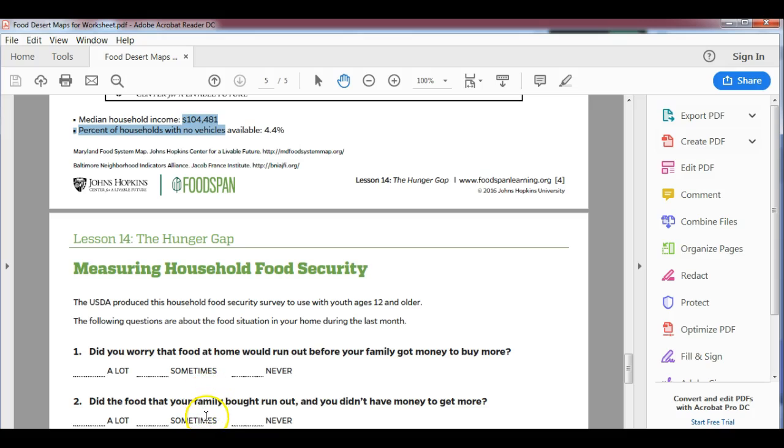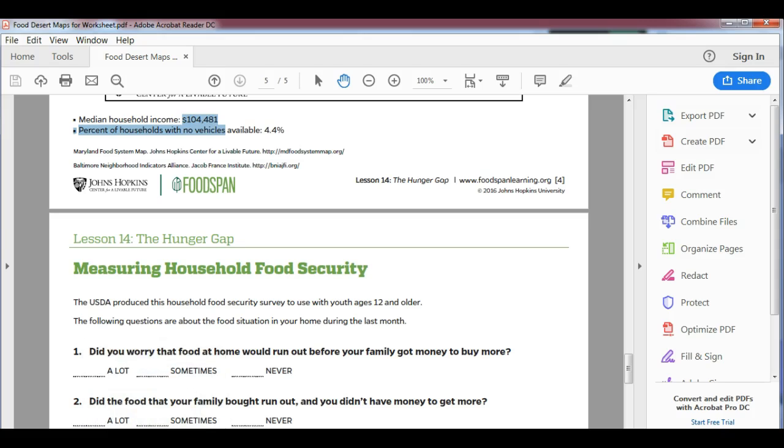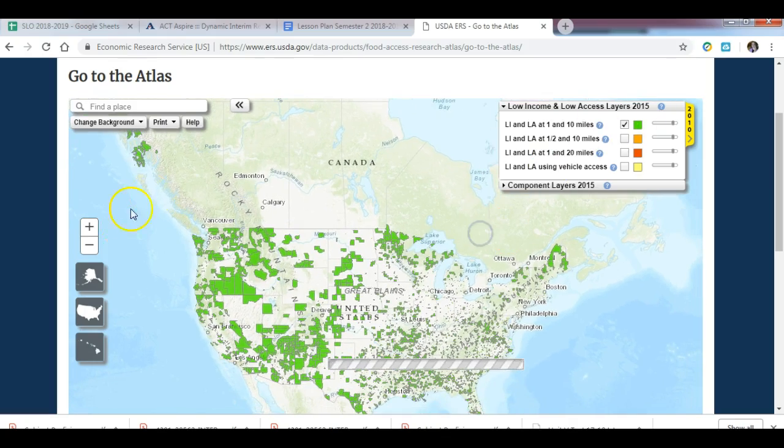Okay, where do you think the closest one is to us? Any guesses? Where's the closest food desert? The place where people don't have access to food? Racine or Milwaukee? Let's find out.